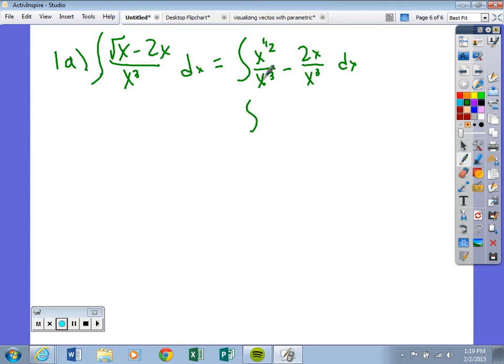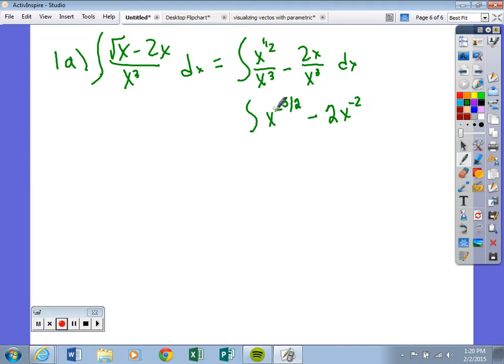When you simplify exponents, you subtract, so this becomes x to the 1/2 minus 3, which would be negative 5 halves, I think. Let's see. Okay, that would be minus 6 halves, so yeah, negative 5 halves minus 2x to the negative second, and this is where we're going to take an integral, okay?